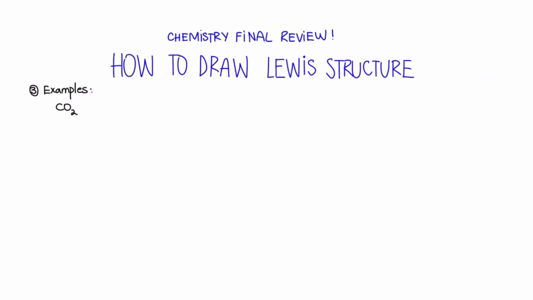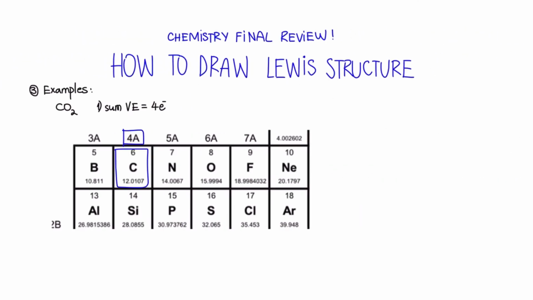The first example is CO2. For CO2, first of all, we're going to sum the valence electrons. Let's identify where carbon is. Carbon is right here in the periodic table. It's in group 4A, so it has 4 valence electrons.